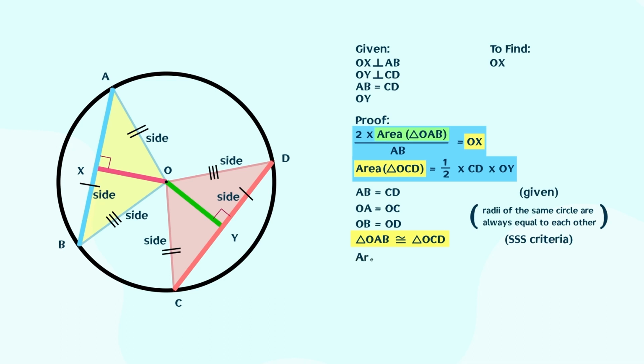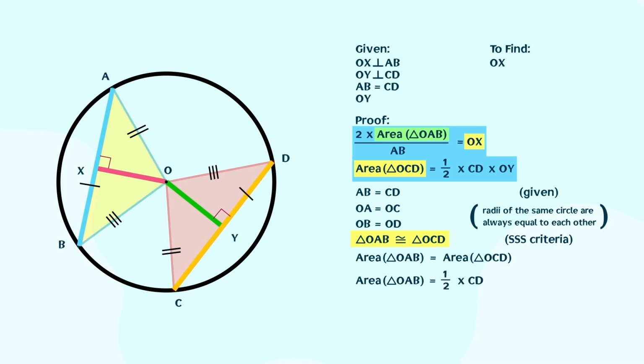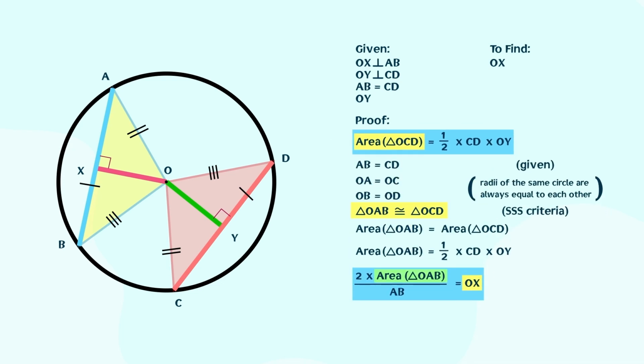As a result, the area of triangle OAB will also be equal to the area of triangle OCD. Or should we say the area of triangle OAB is equal to half times CD into OY. We can now substitute this value in our earlier equation to compute the value of OX. In fact, let me place both these equations next to each other to make it easier. On doing so, we observe that OX is equal to 2 into half times CD into OY all over AB.